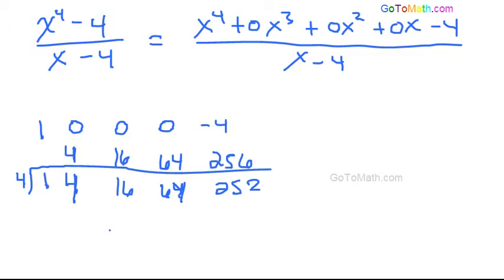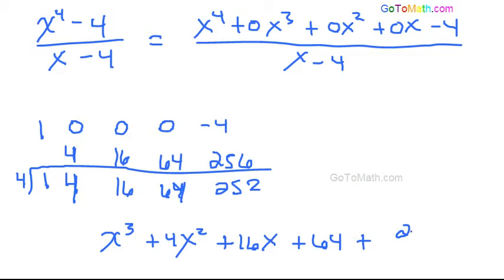Okay, so we end up with, we started with x to the 4th, so it's going to be x cubed plus 4x squared plus 16x, right? And then plus 64. And then we're going to have plus 252 over x minus 4.